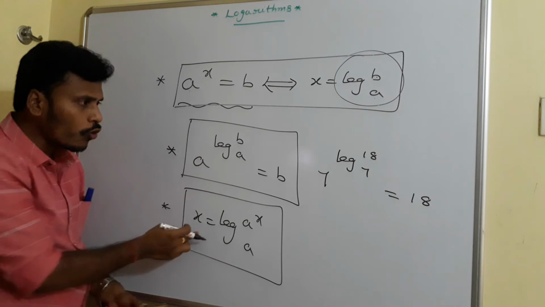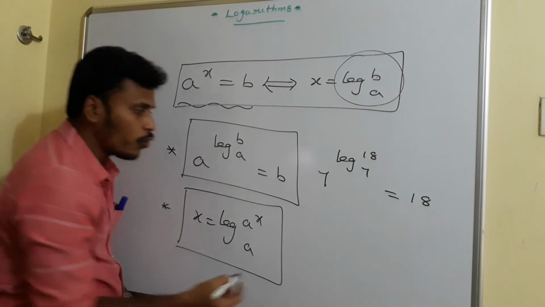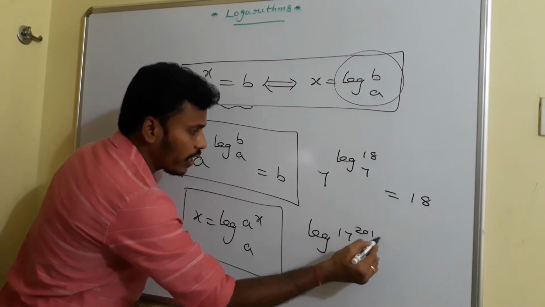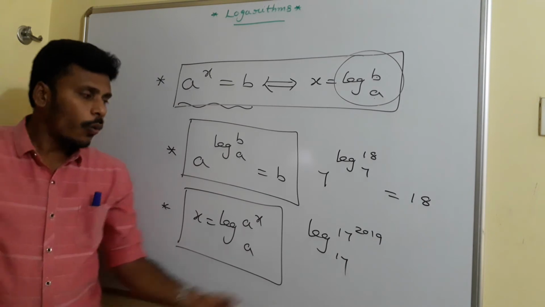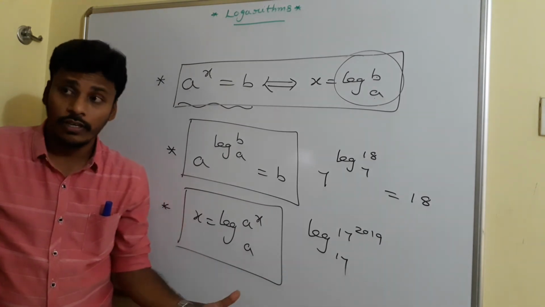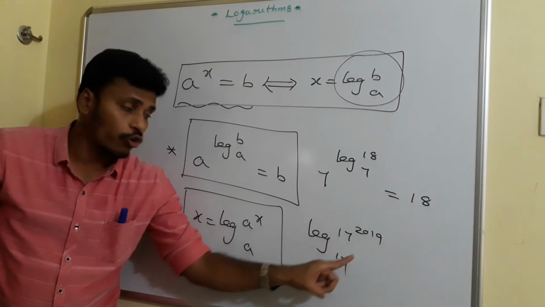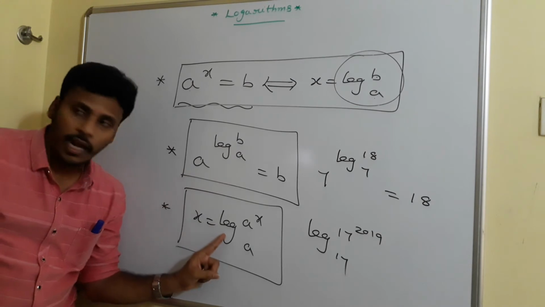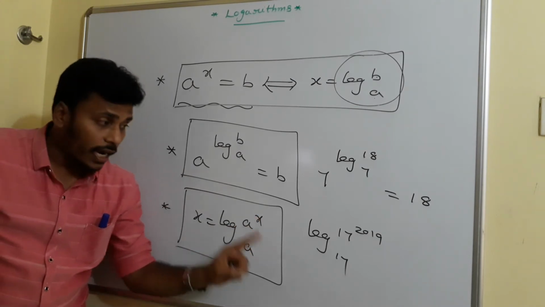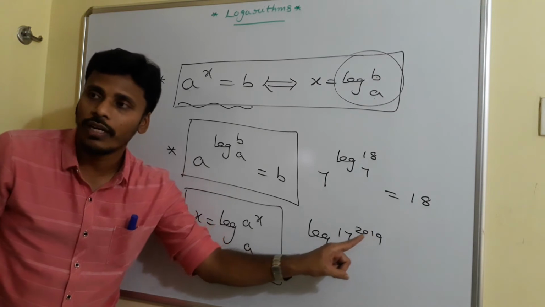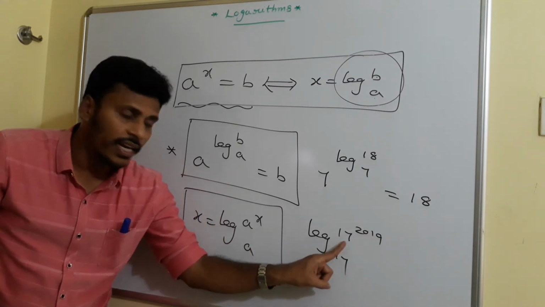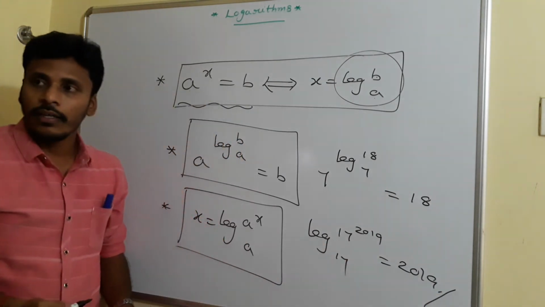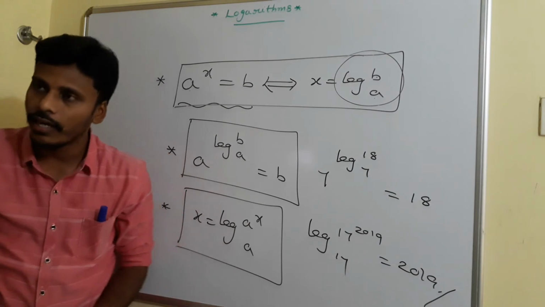With the help of this law, you can answer something like logarithm of, you may take, 17 to the power 2019 base 17. If anybody asks you what is the simplified value for this one, look here, logarithm of 17 to the power 2019 base 17. This is logarithm of a to the power x base a. Here it is 17 and it is 17 and your answer is directly 2019. Right? So these are the very basic fundamental laws regarding logarithms.